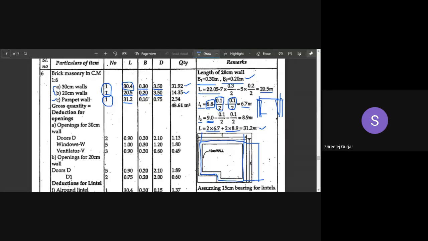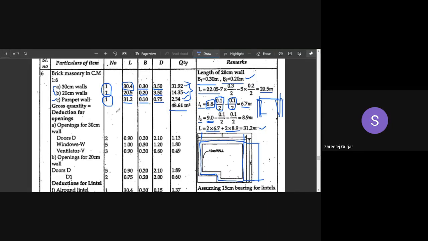And the thickness of the parapet wall is 10 centimeters, that is 0.1. And the height of my parapet wall is 0.75 meters. So multiplying all of this, I get my brick masonry work of all of this. So 30 centimeter wall we have done, we have calculated 20 centimeter wall, and we have calculated also for parapet wall. So adding all of these three brickwork values, we get the total quantity of brickwork, that is 48.61 meter cube.